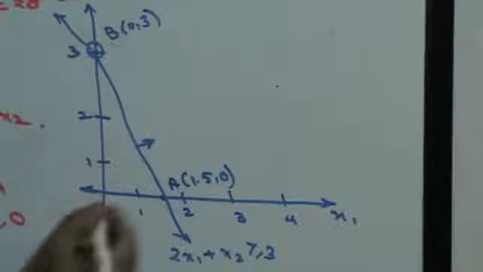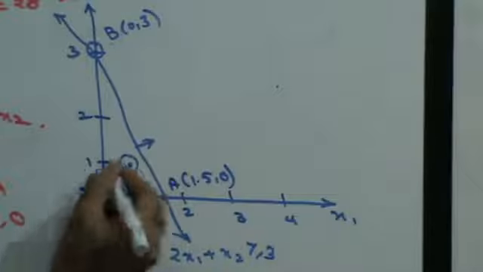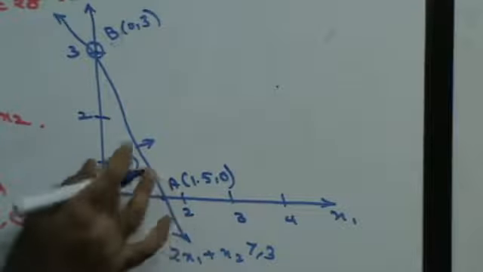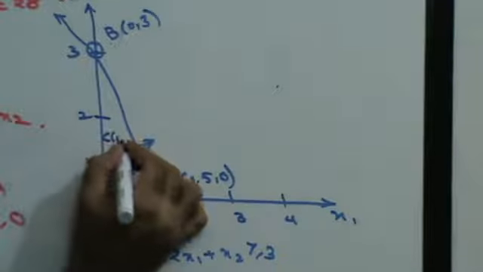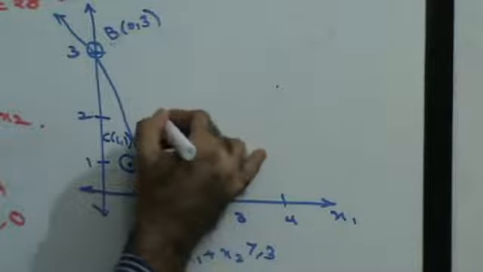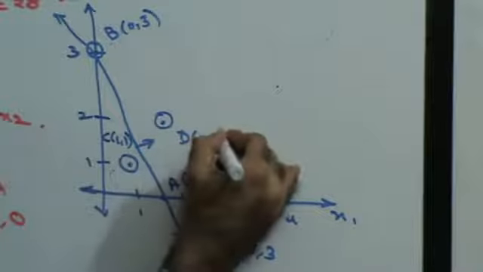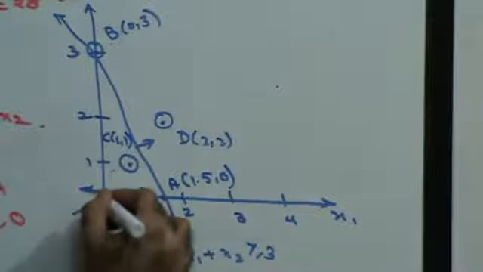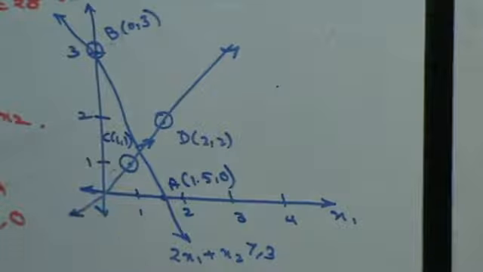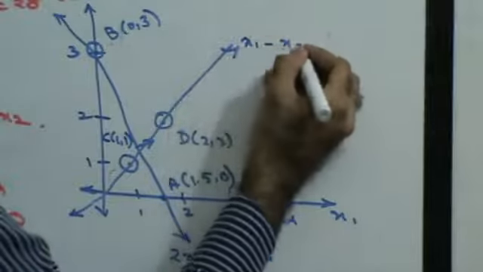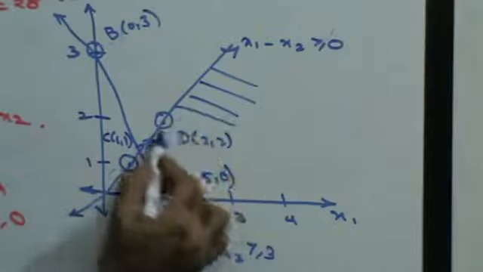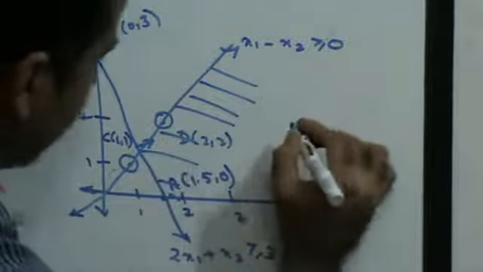Now, x1 is 1, x2 is 1. This is going to be that point C, where you have 1 comma 1. And x2 is 2 and x1 is also 2. So this is going to be that point D, which is 2 comma 2. Join this. You will get a line like this. This line is x1 minus x2 is greater than 0. Greater than has to be ahead. So this is going to be my feasibility region.